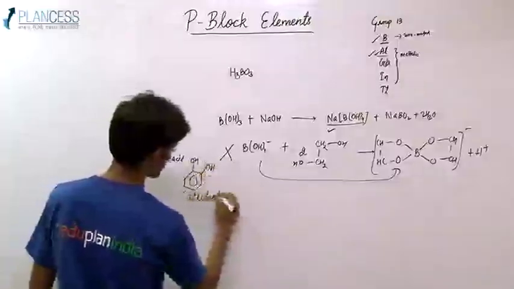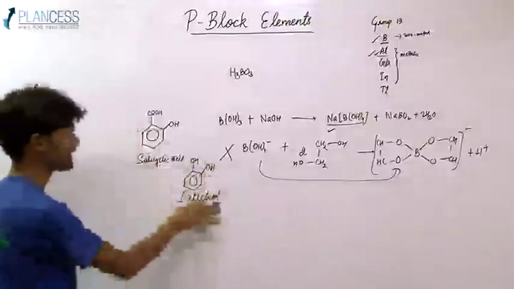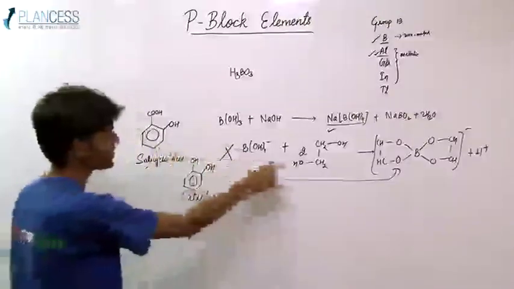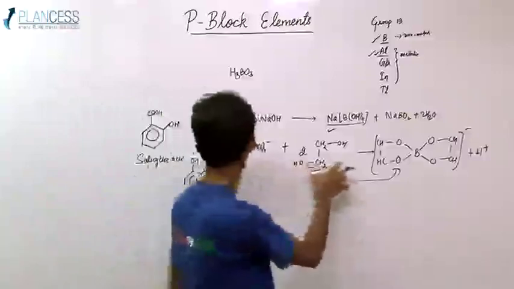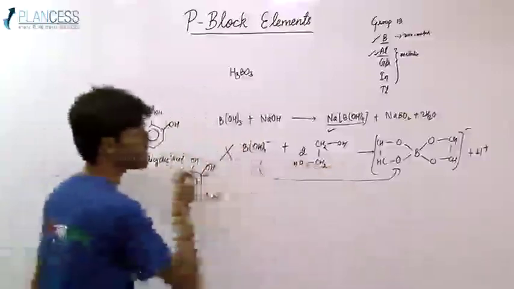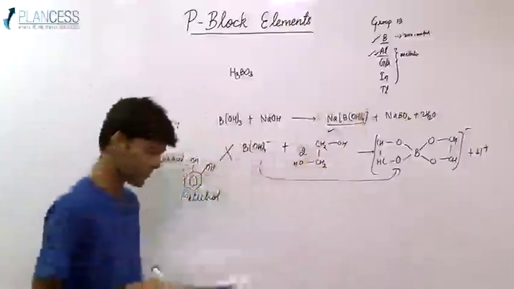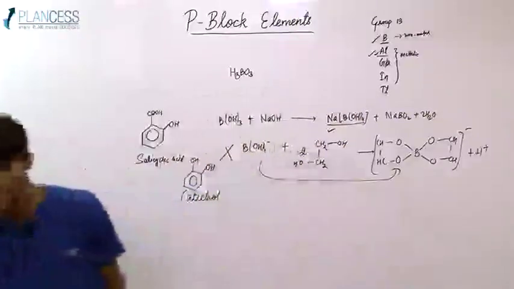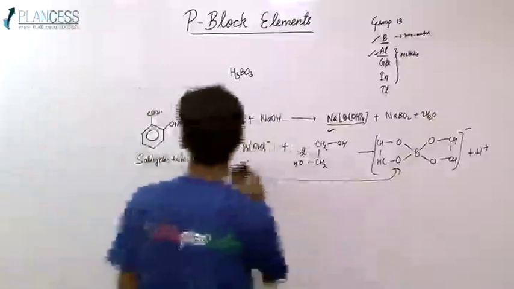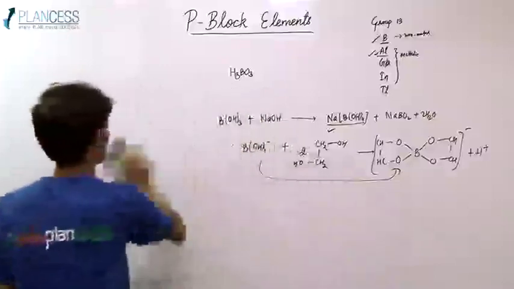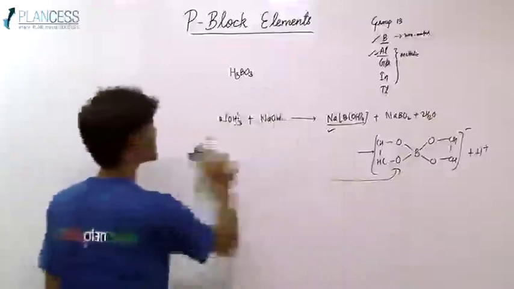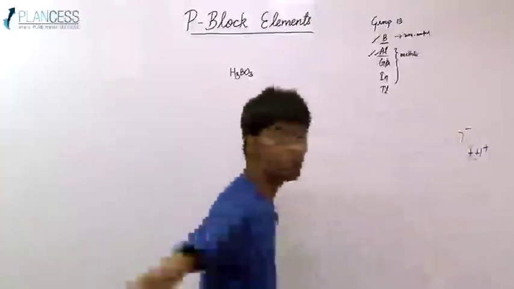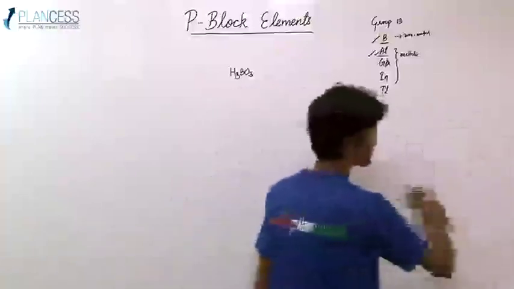So these are both organic compounds, salicylic acid and catechol, and the same reaction will happen if, in place of cis-diol, we use catechol or salicylic acid. It will again act as a strong acid. So this was the reaction, and this was the behavior of orthoboric acid in the presence of diols, or I should say cis-diol. Cis is very important. If it is trans, the reaction will not happen as we have predicted.